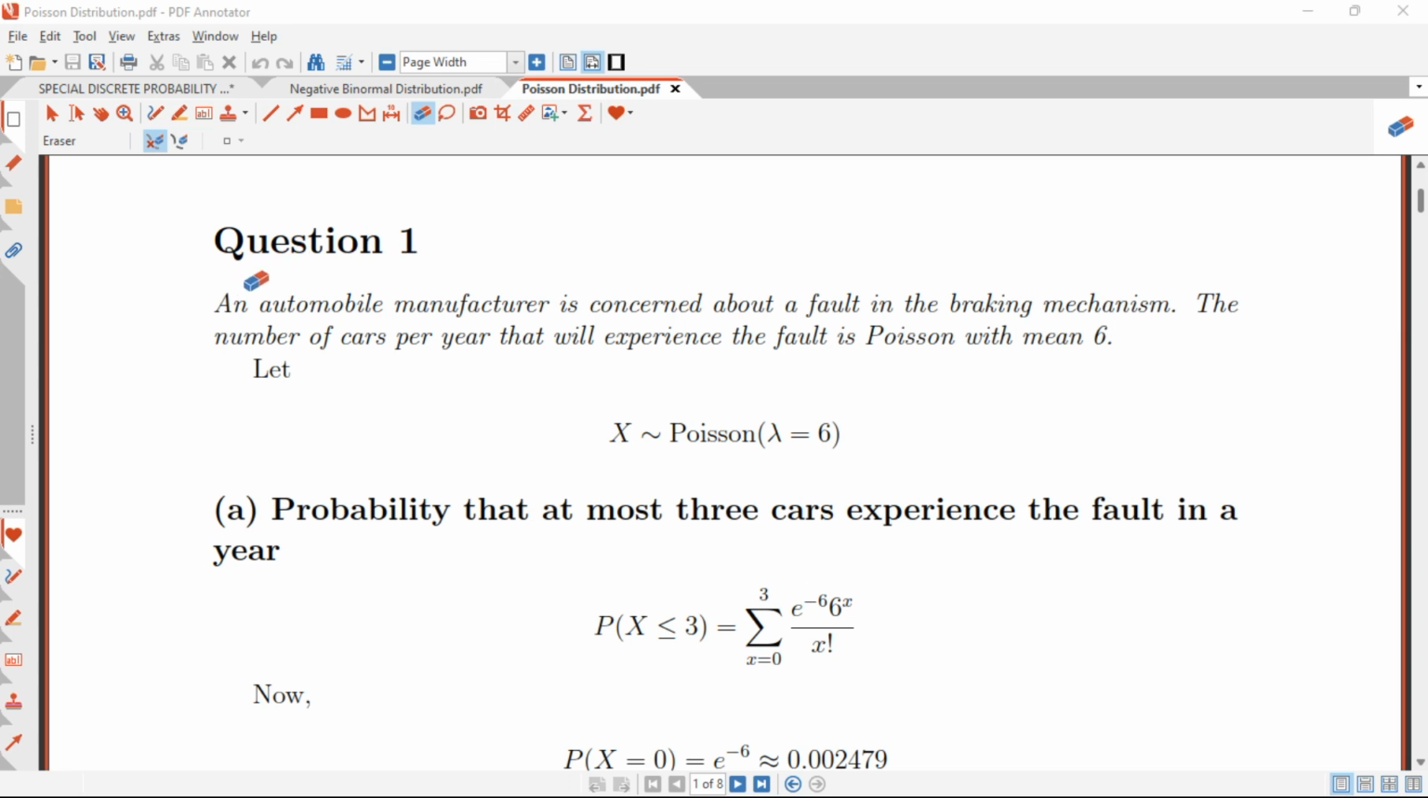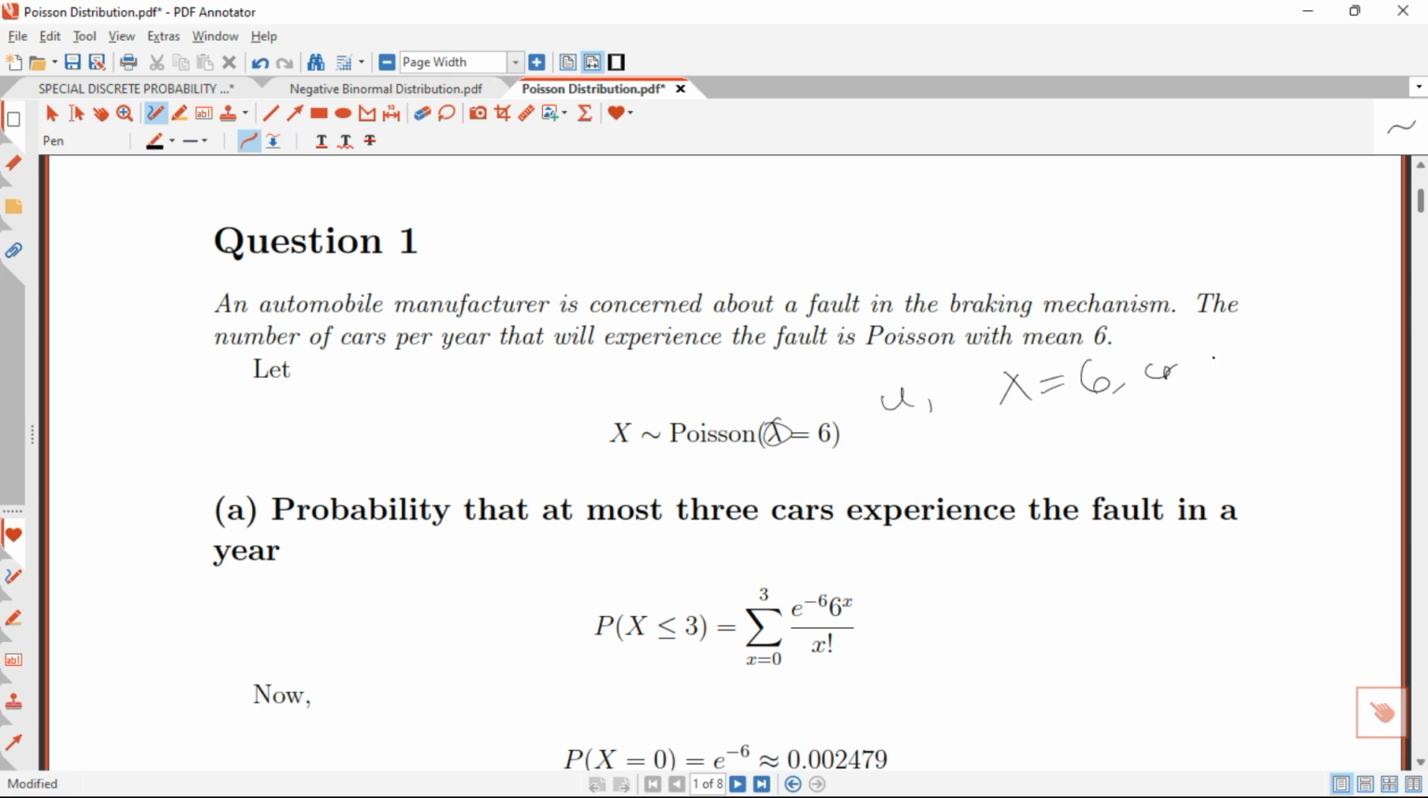So question 1 says, an automobile manufacturer is concerned about a fault in the braking mechanism. The number of cars per year that will experience the fault is a Poisson rate with mean 6. So here we have our lambda, or we can represent this as mu. You can use it interchangeably. So when we come here, we get our lambda to be equal to 6.